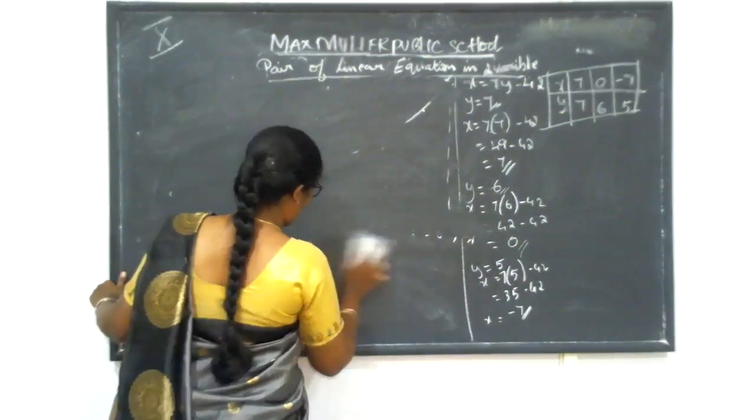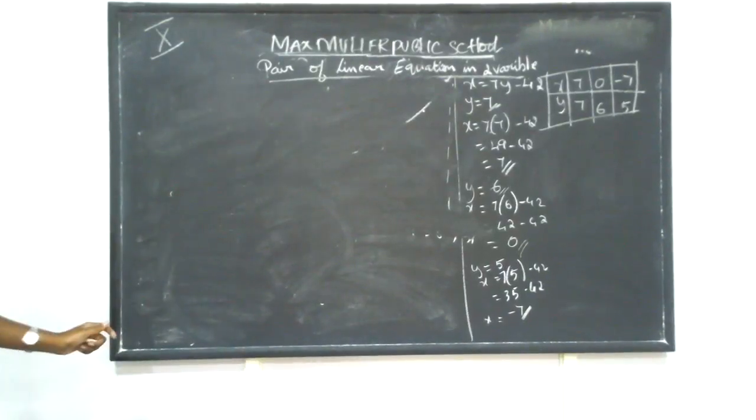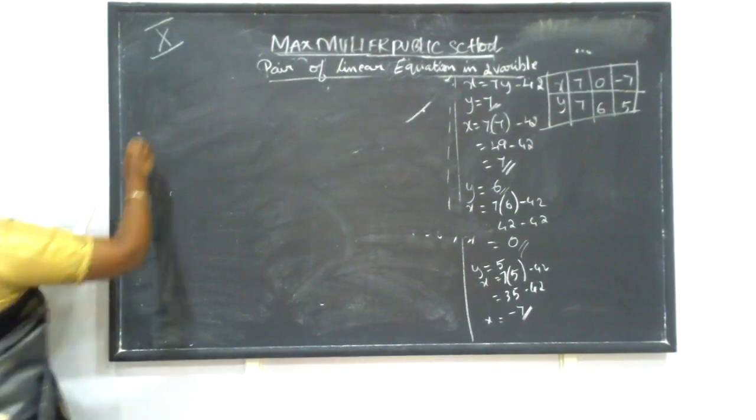What is the second one you have? The second one is, I'll give you the points. You are going to do it and come. Clear? So the second one.